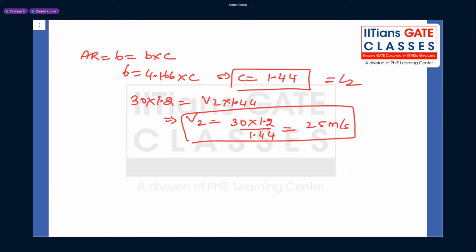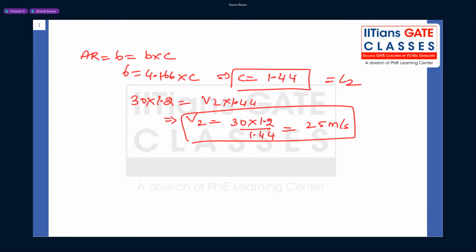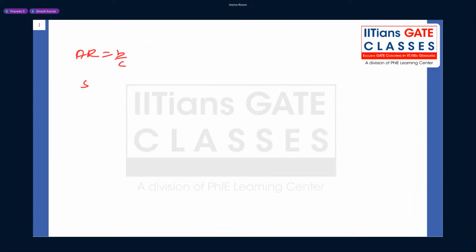Okay, so aspect ratios. I'll redo this problem, very simple. The aspect ratio is nothing but B by C. For the first case, I believe it is given as 5. So I have 5 is equal to B by C, where C is 1.2. That means B is 6 meters.